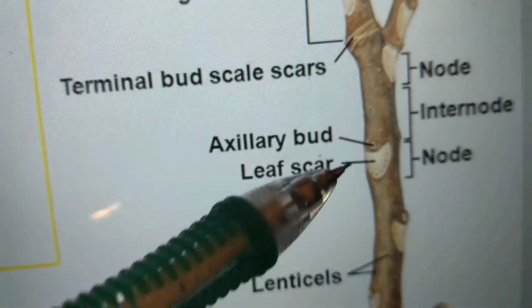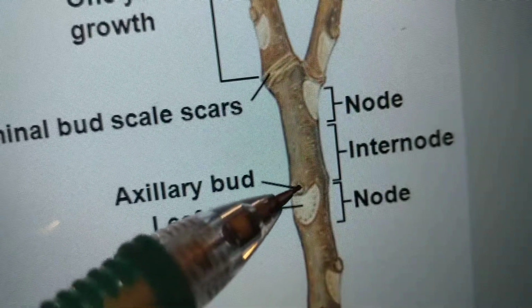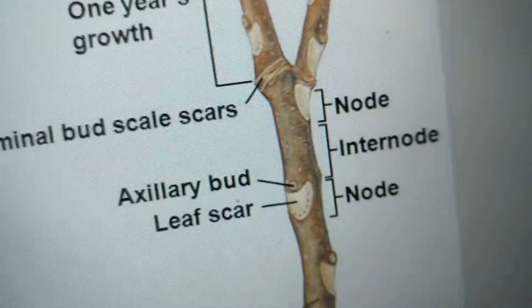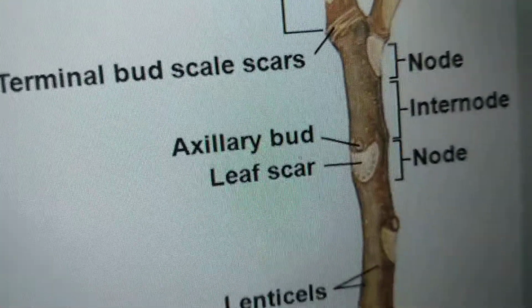So you see how there's a leaf scar here? That means there used to be a leaf here. It got torn off. There's an axillary bud right here. That's basically if the leaf gets torn off, another leaf is going to grow there. Alright?